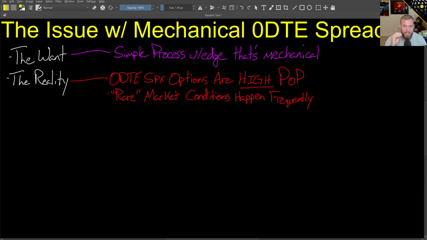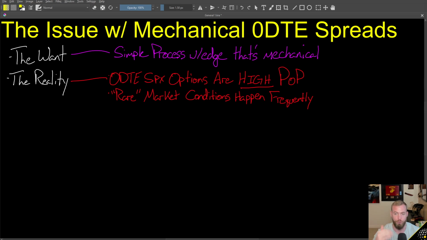Well, the reality doesn't line up with that want, meaning 0 DTE SPX, they're high probability trades. It means that they are poor at giving you effective feedback as to how they're doing. So when you have a trade on that is working and you get a ton of winning trades, typically smaller wins, you get a lot of bad feedback because you're saying, oh, this all works great. I'm winning so frequently. The issue is market conditions that are deemed as quote unquote rare happen way more frequently than people price into the market.